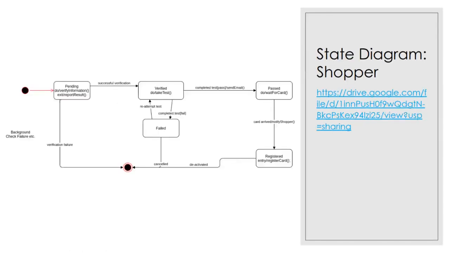This is the state machine diagram. The first state is a pending state, where all the information provided gets verified. If successful, the shopper will be prompted to take a test. They will be continuously prompted to take a test until they pass. Once they pass their test, they have to wait for their payment card to arrive in the mail. Finally, once they receive it, they may register the card.